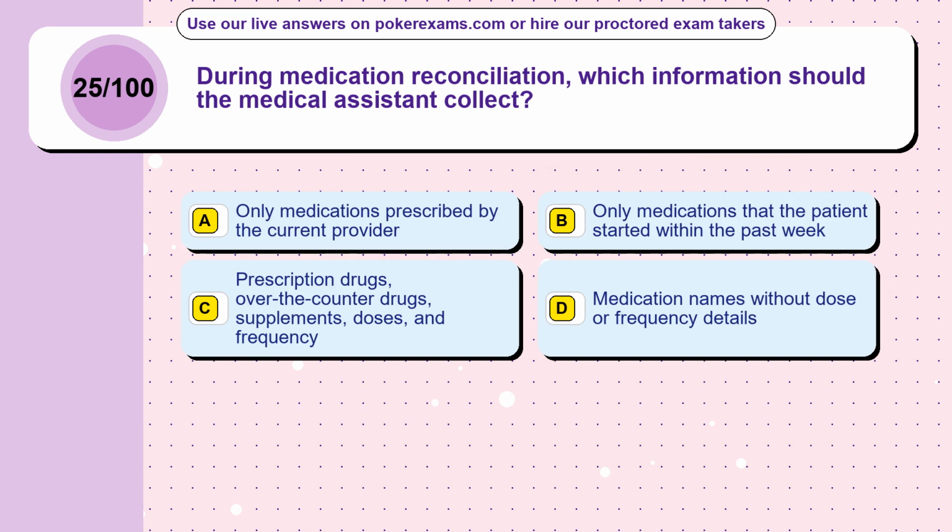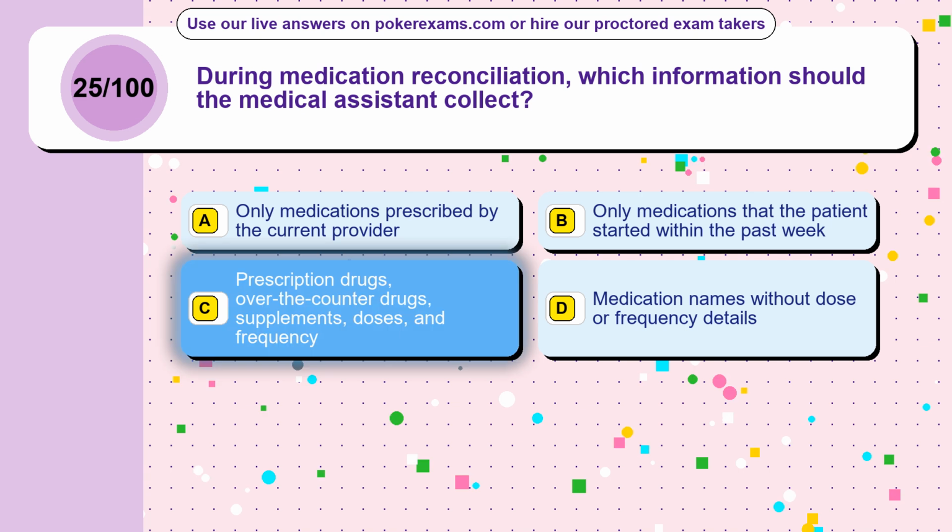Question 25. During medication reconciliation, which information should the medical assistant collect? Option A. Only medications prescribed by the current provider. Option B. Only medications that the patient started within the past week. Option C. Prescription drugs, over-the-counter drugs, supplements, doses, and frequency. Option D. Medication names without dose or frequency details.